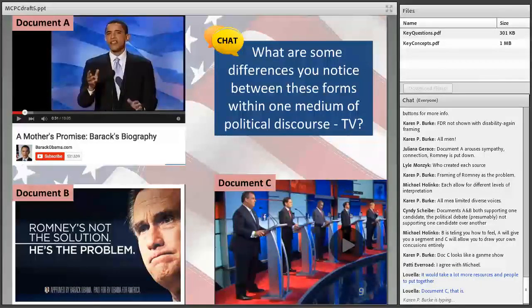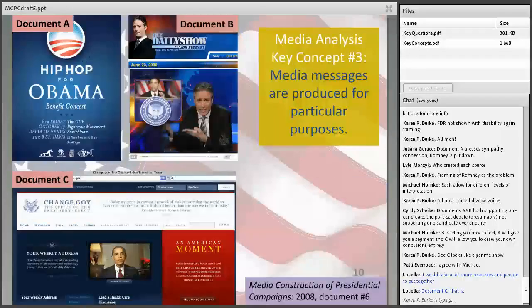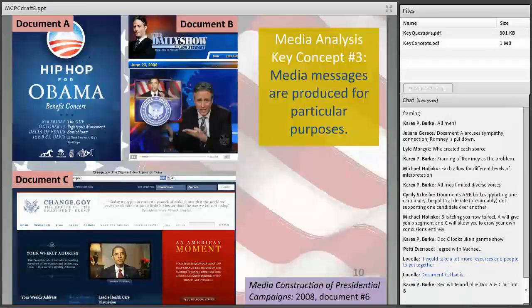So once again, the key concept in media analysis that we're talking about, each medium has different characteristics, strengths, and a unique language of construction. And in a media literacy sense, that's what we're looking for here. The third key concept that we'll focus on we've already touched on, and that is that media messages are produced for particular purposes. Of course, we understand that there's purpose, explicit or hidden, behind these media messages.